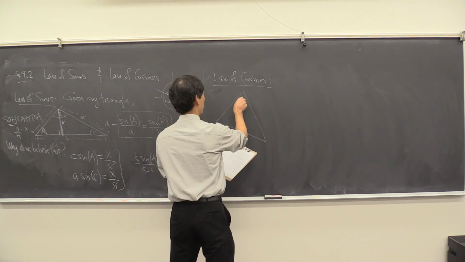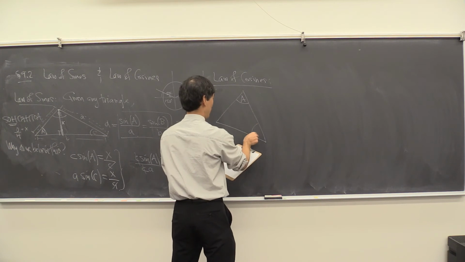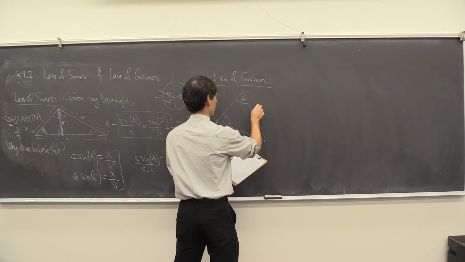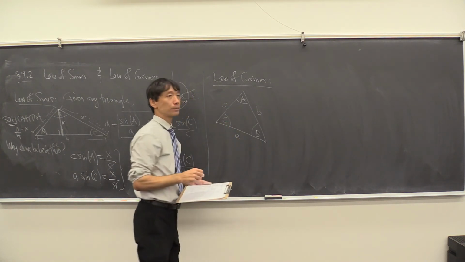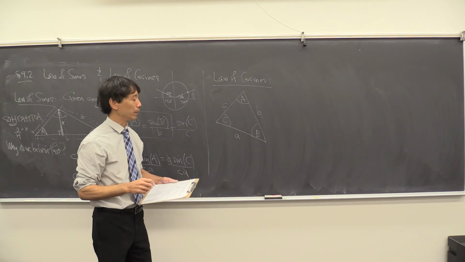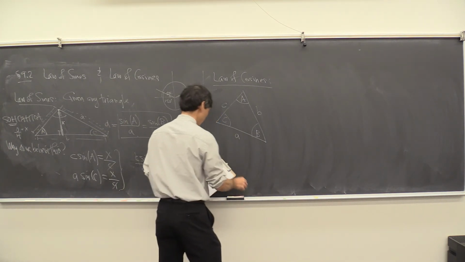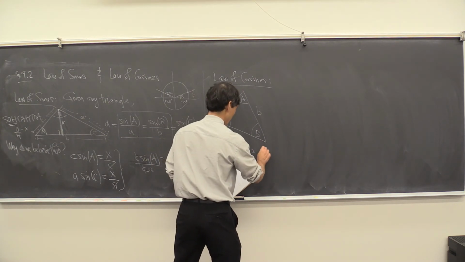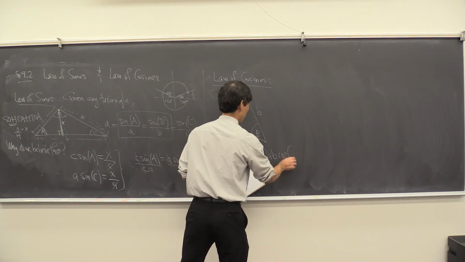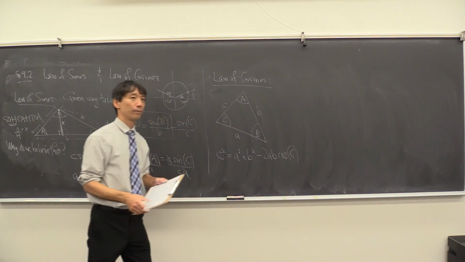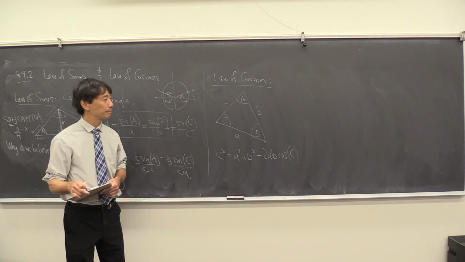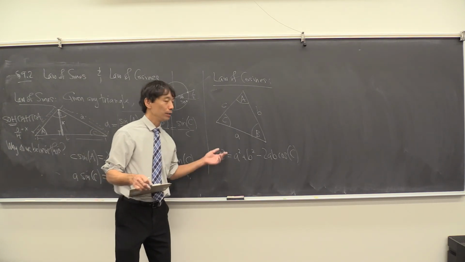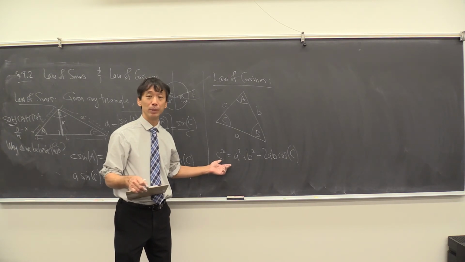So it says the following. Again, let's call the angles capital A, B, and C, and let's call the lengths little a, b, and c. And so the law of cosines says the following: c squared equals a squared plus b squared minus 2ab cosine C. For any triangle, you're always going to have this relation.